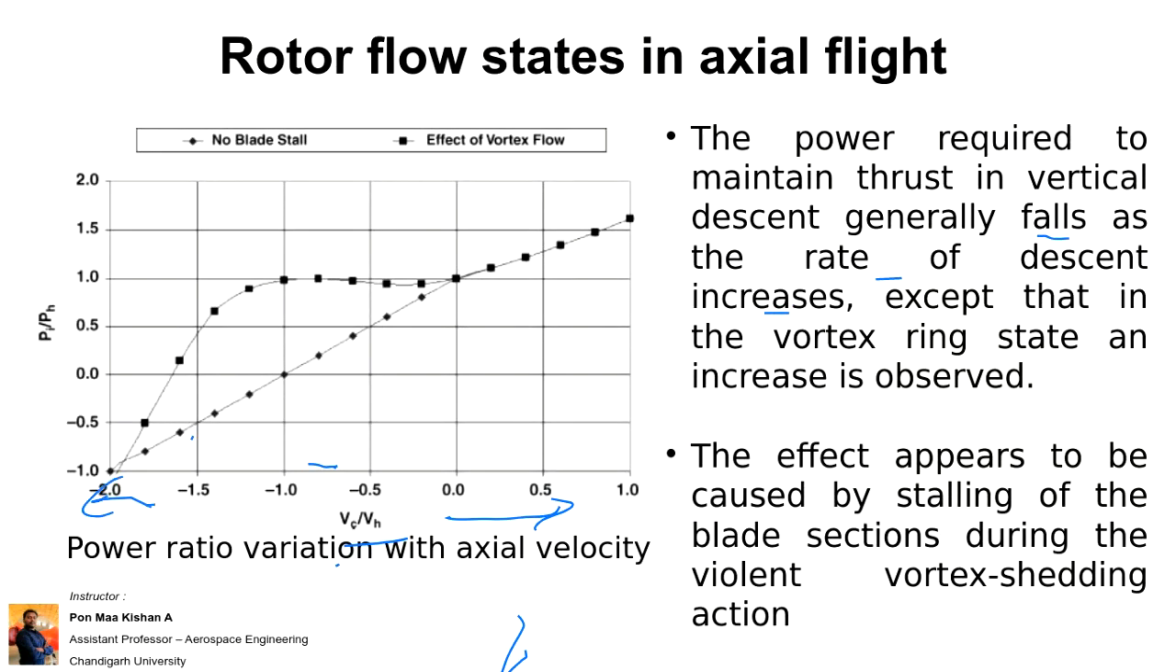So rate of descent, this is Vc by Vh. So rate of descent is given over here. So this is climb, and this is reduced. Okay. So this is the descent phase.